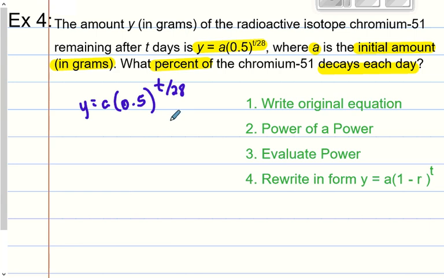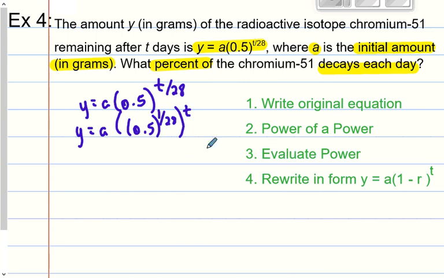Now, we're going to work a few things out because we have basically a power to a power. We're going to kind of undo that because we know our power should just be t, but right now we have t over 28. So we're going to separate those. Y equals A times 0.5 to the 1 over 28, and that's all raised to the t. So we're just going to separate the 1 over 28 and the t.